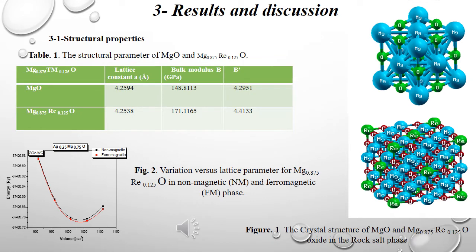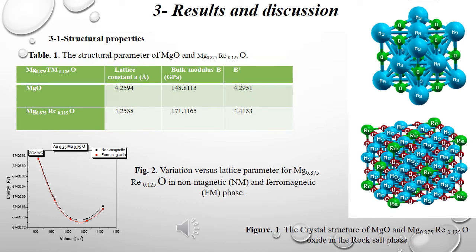Figure 1 shows the crystal structure of MgO and MgO doped with uranium. The structural optimization for Mg uranium oxygen at 0.12 concentration is represented in figure 2. The total energy and lattice constant of the new doped compound were obtained by volume optimization using the Murnaghan equation of state. The lattice constant, bulk modulus, and its derivative are displayed in table 1.